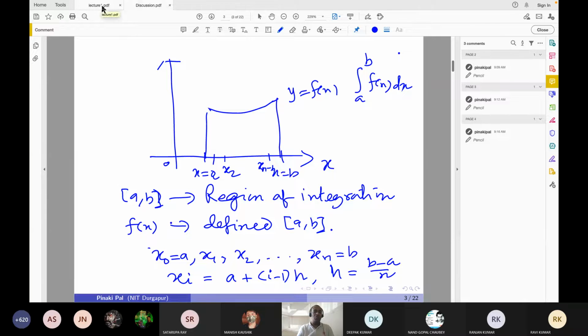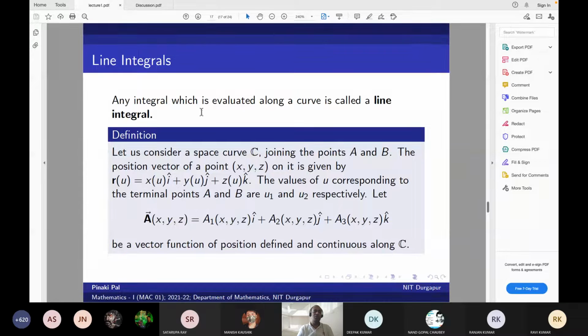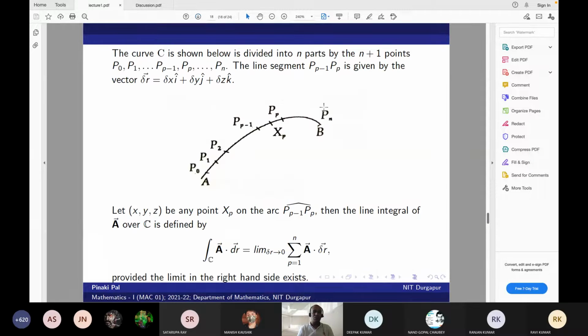Now, if we want to translate this idea for vector functions, this is our objective. What is our basic ingredient over here? Our region of integration is now changed from the closed interval.